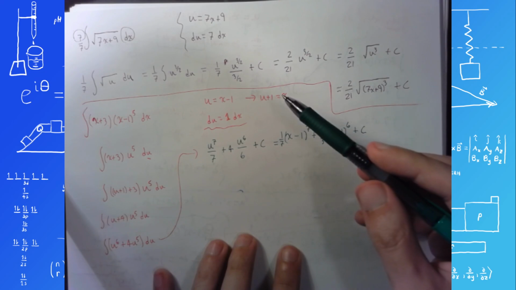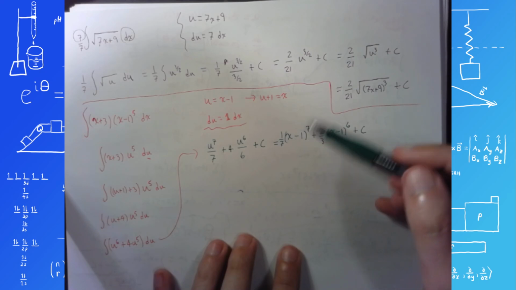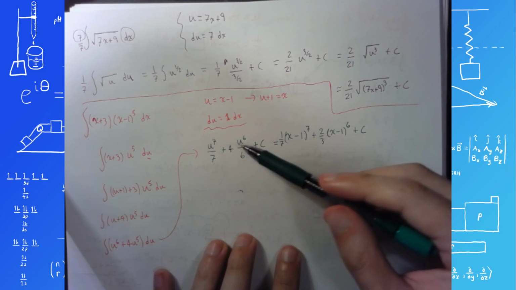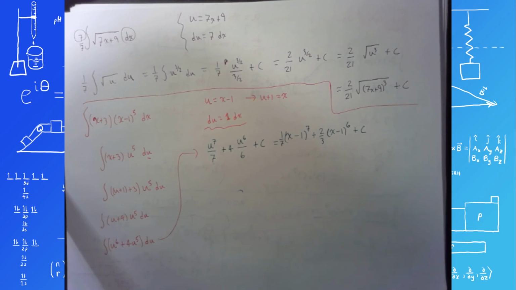Yeah, u equals x minus 1. And that's to the 7th over 7. That's to the 6th over 6. 4 over 6, 2/3. Okay, yeah, it all looks good to me. All right, let's move on to the next one.